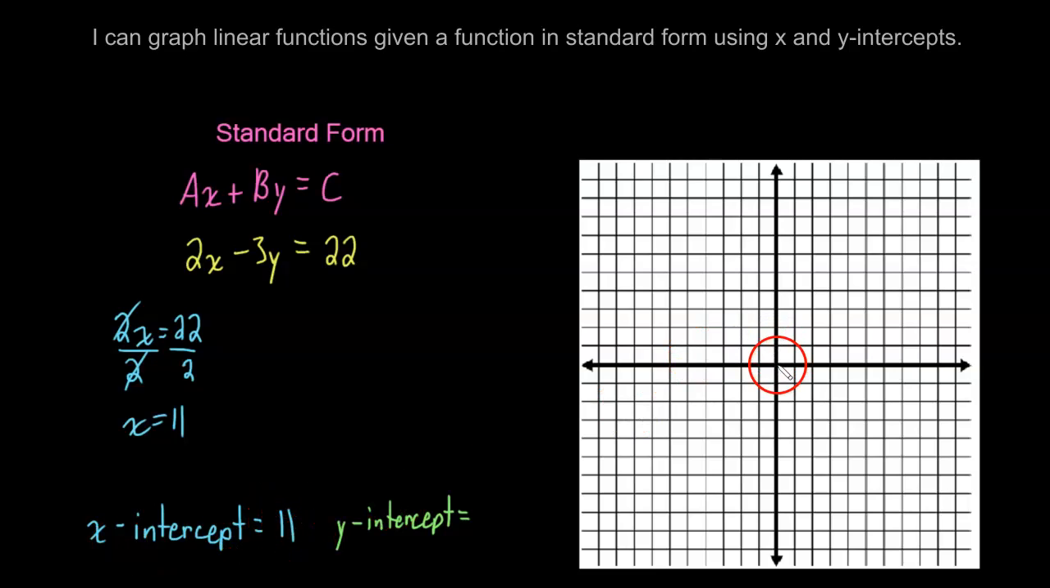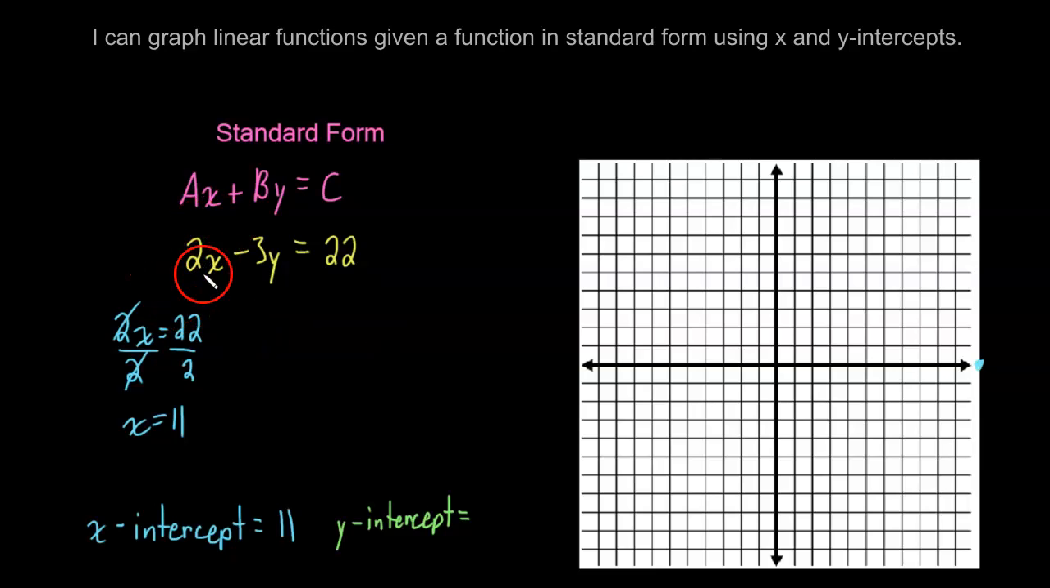So along our x-axis, we can move over 11. So we can go over 1, 2, 3, 4, 5, 6, 7, 8, 9, 10, and 11. So right there. And now to find our y-intercept, we know that our y-intercept is when x is equal to 0.